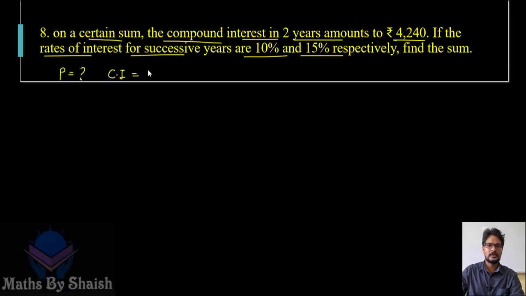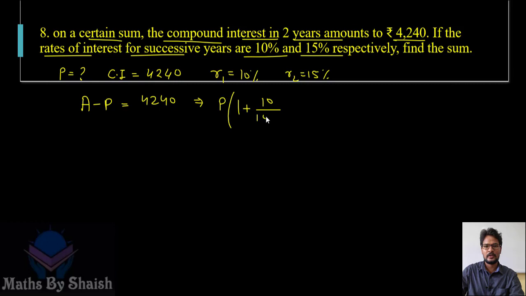The CI for 2 years is 4,240 rupees, and the rates for 2 successive years were 10% and 15%. If we have CI, it means A minus P is 4240, and if we substitute the formula, A is P times 1 plus 10 over 100, first R1, into 1 plus 15 over 100. That is the amount, and if we subtract the principal, we will get the compound interest.